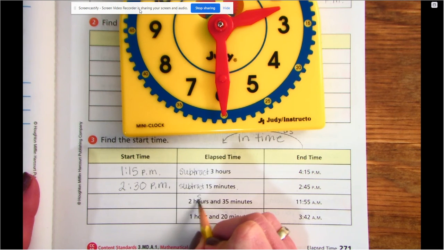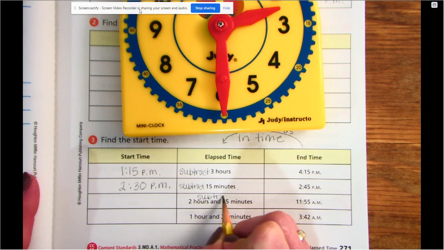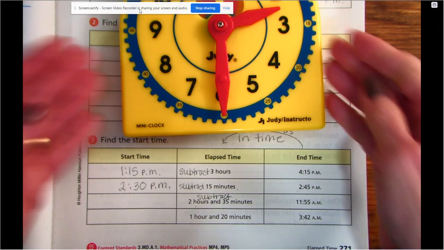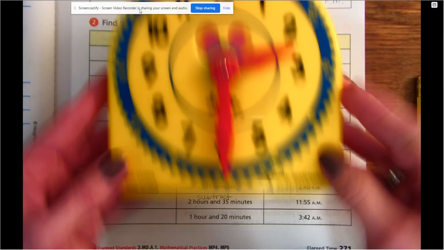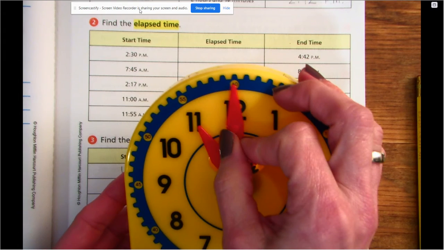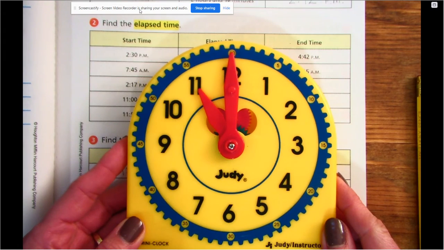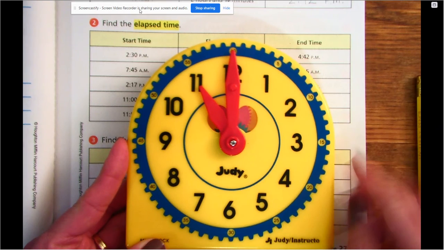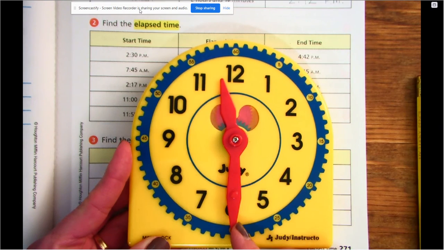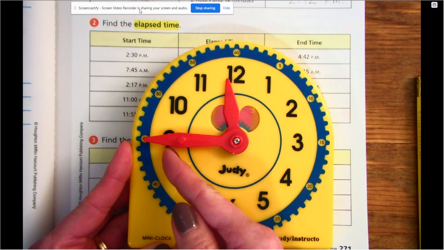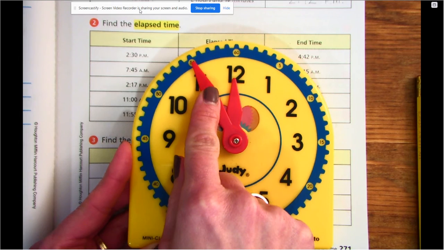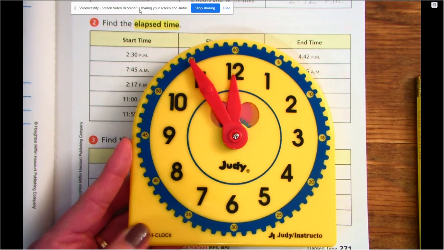Okay, and we're going to go backwards and subtract 2 hours and 35 minutes. So let's make 11:55 on our clock. Here's 11 o'clock, and I want to make 55 minutes later. 15, 30, 45, 50, 55. So there's 11:55.